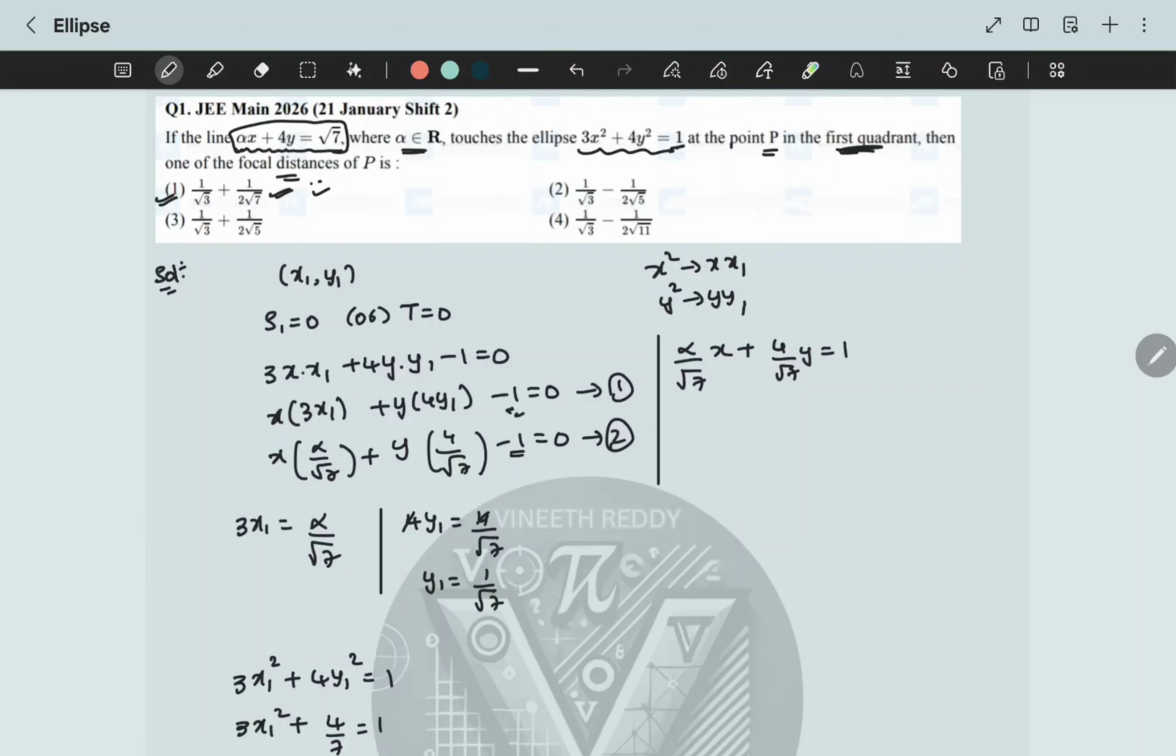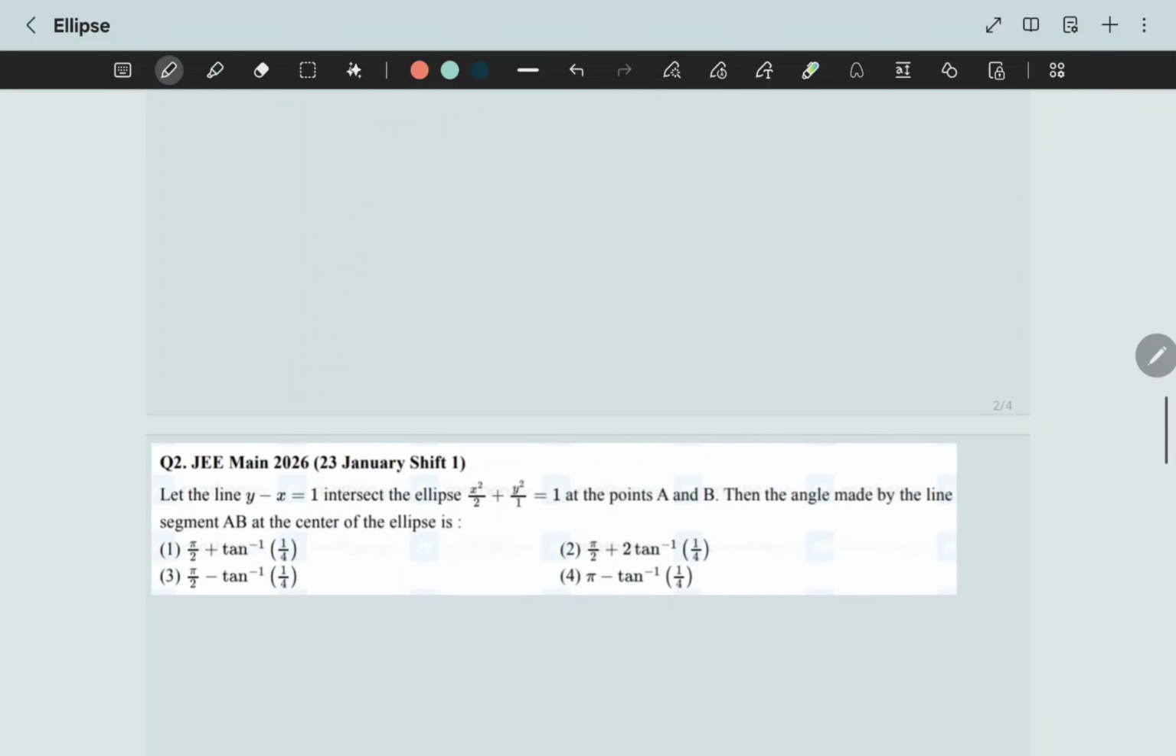And 1 by root 3 minus 1 by 2 root 7 also could be the answer, but that is not there in the options. So that is it. Now let us go to the next question.